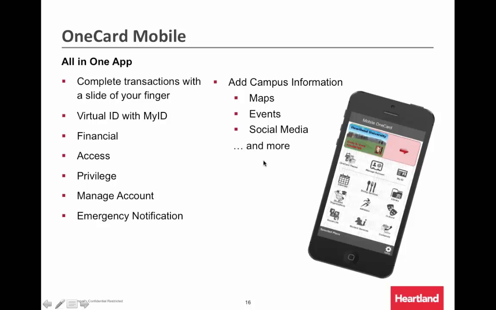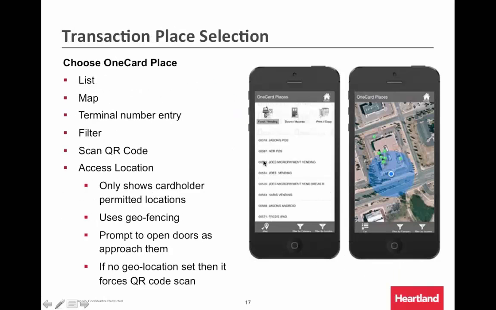Now, to process a transaction, basically what you need to do is select where you want to make a transaction using the mobile app instead of your card. So you can choose from a list of vending terminals, dining point of sale terminals, bookstore POSs, print locations, doors, events that are occurring to gain entry to those events.